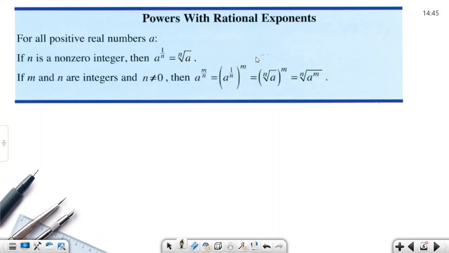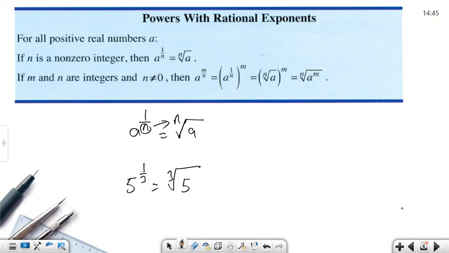Let's continue with rational exponents. These are the rules, some properties. A to the power of 1 over n is equal to the radical with index n of a, the nth root of a. Such as 5 to the power of 1 over 3, that's the third root of 5, not the square root, that's the cube root, and you can read it as the cube root. Or 7 to the power of 1 over 4, that's going to be the fourth root of 7.